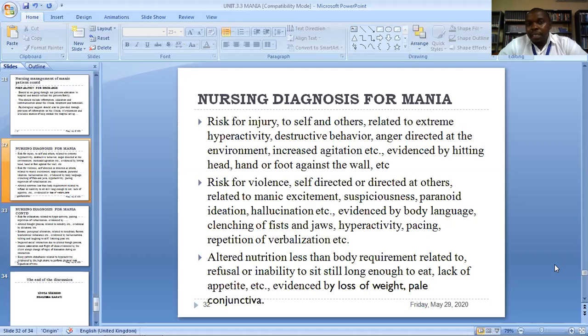So the first problem is the risk of injury, because these patients are easily irritable and they get to be aggressive. This injury can be to self or others, related to extreme hyperactivity, destructive behavior, anger directed at the environment, increased agitation. All those can easily cause this problem. There can be risk of violence, which is self-directed or directed at others, related to manic excitement, suspiciousness, paranoid ideations, hallucinations.